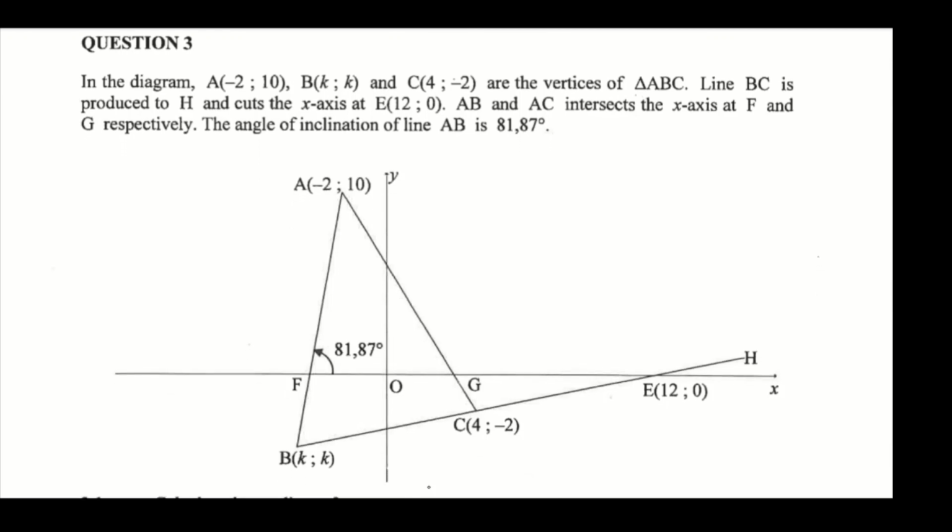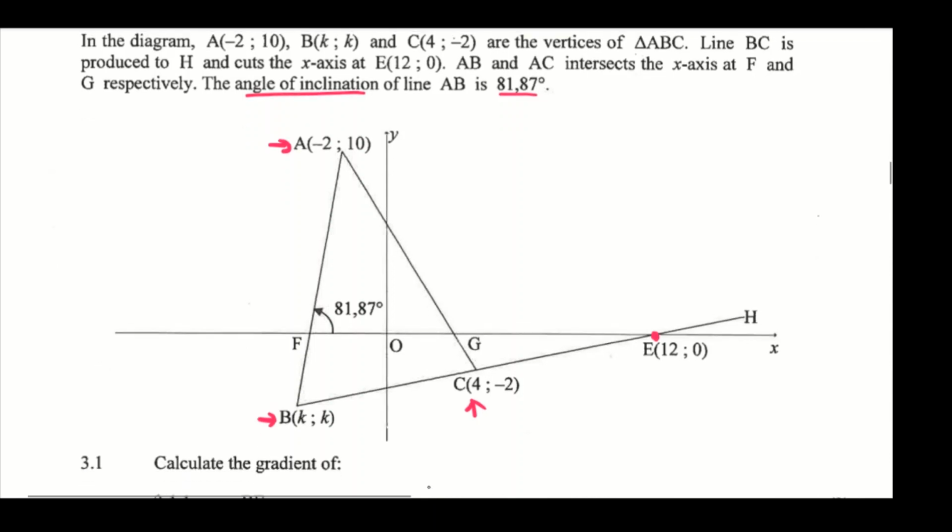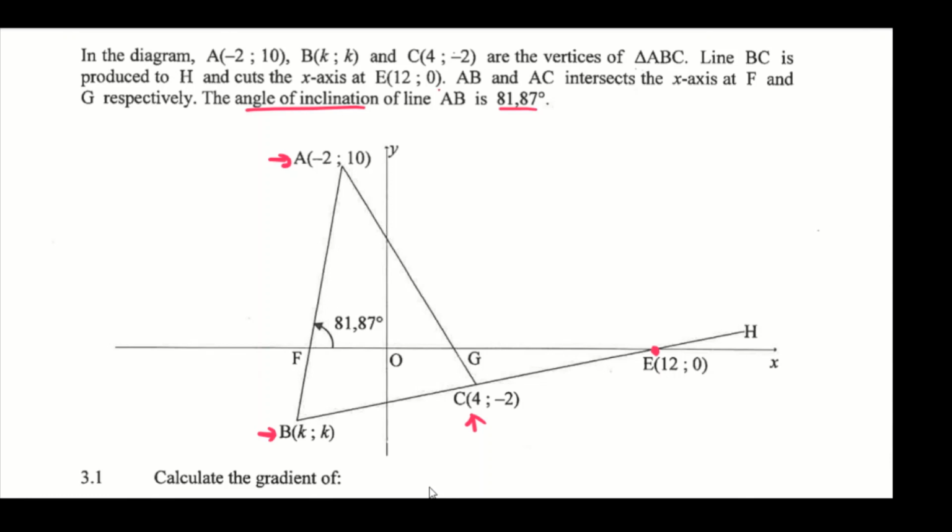What we are given here is a diagram which has three vertices, by the way. The first vertex is A, the second one is B, and the third one is C. We are told that it cuts here at E of 12 and 0, and another important point is that we have an angle of inclination here, which is 81.87 degrees. So it's important to note what you're given in the information first, and then look at the diagram. Sometimes the diagram might not contain everything, so it's important that you also note what you're given in the statement and use it to solve the problem.